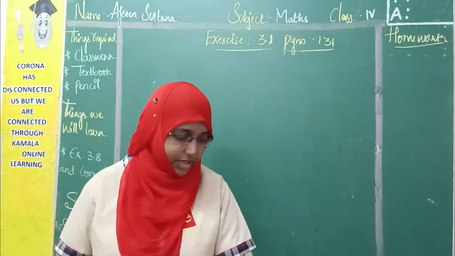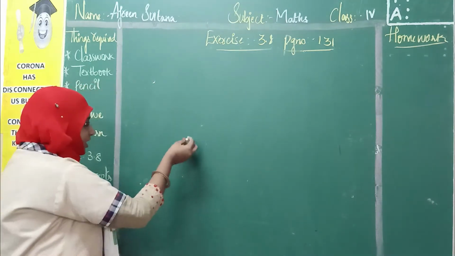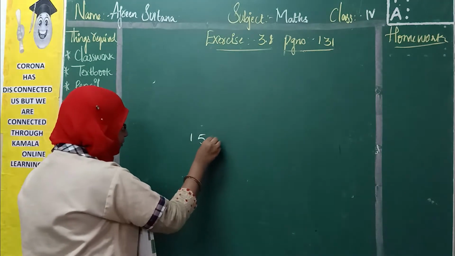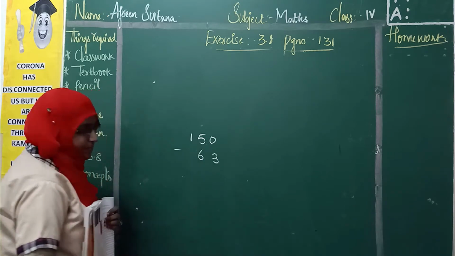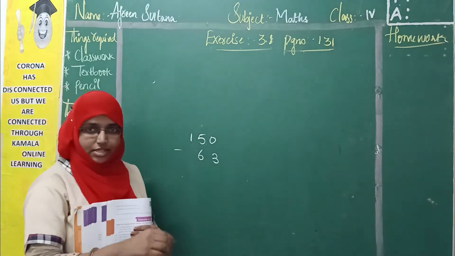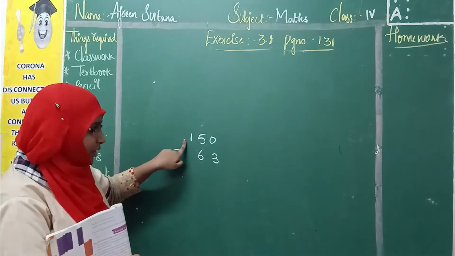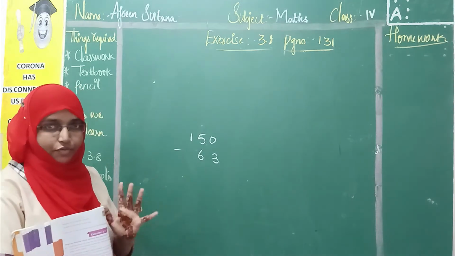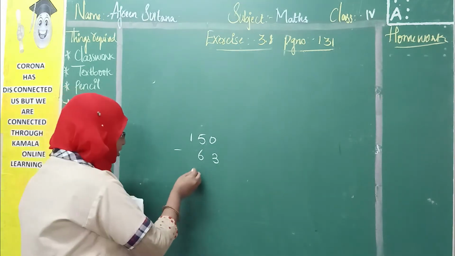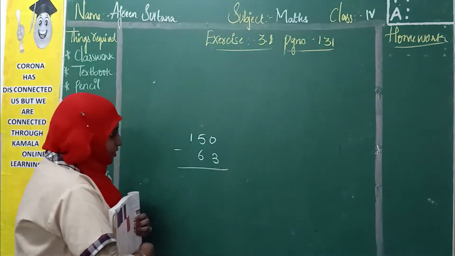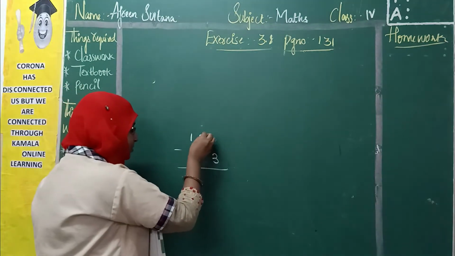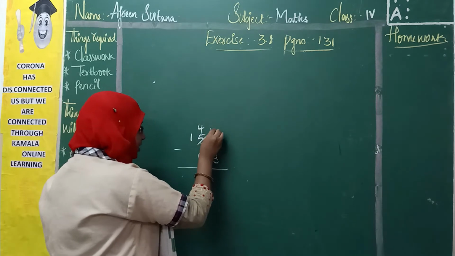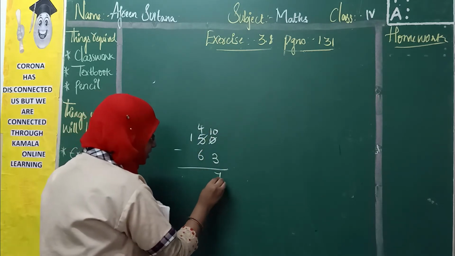Now suppose I have taken an example, 150 minus 63. This is the minuend, this is our subtrahend, and we need to find the difference. Let us find it. You can see that you cannot subtract 3 from 0, so you will borrow. Now this becomes 4 and this is 10. So 10 minus 3 is 7.